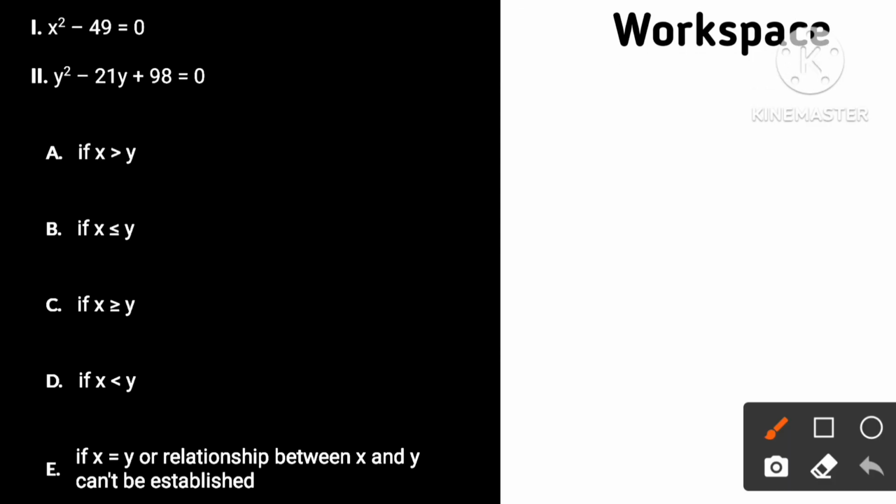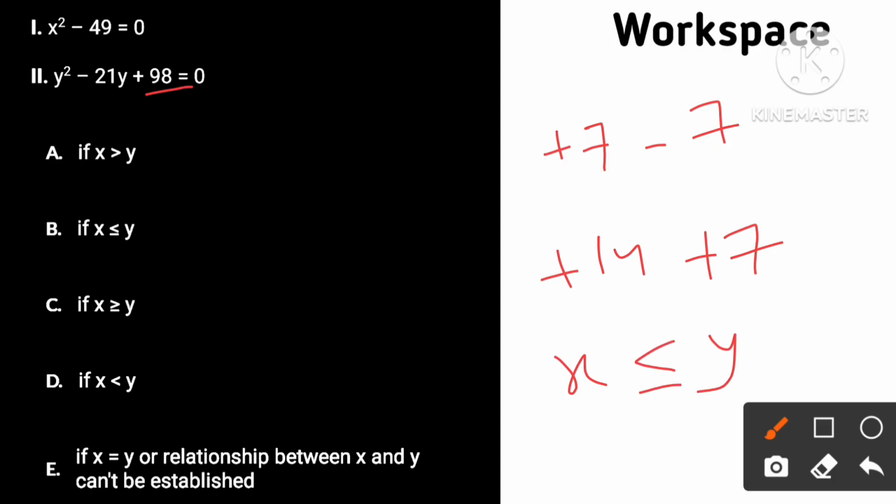Next question, what we see is x square equals 49. So x value will be plus 7 and minus 7. In second equation, 98. 98 means 14, 7 times will be 98, and sum of these two we get 21. Minus and plus means both the roots are positive. Now by comparing these two, it is clear that x is lesser than or equal to y. So option B is our answer.